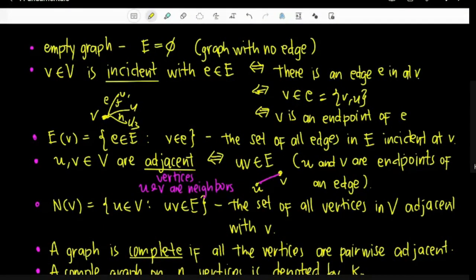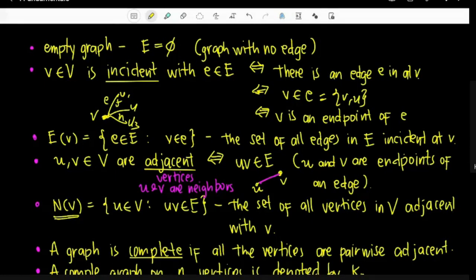So, again, if you share a common edge, then you are adjacent vertices. Then you get all vertices that are adjacent to V. So, that's N of V. N for neighbors. Napakadaling tandaan. Neighbors, N. Alright? So, again, those are the points that are adjacent to V.